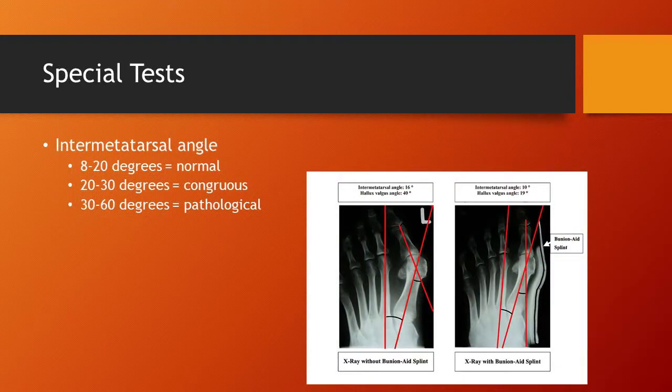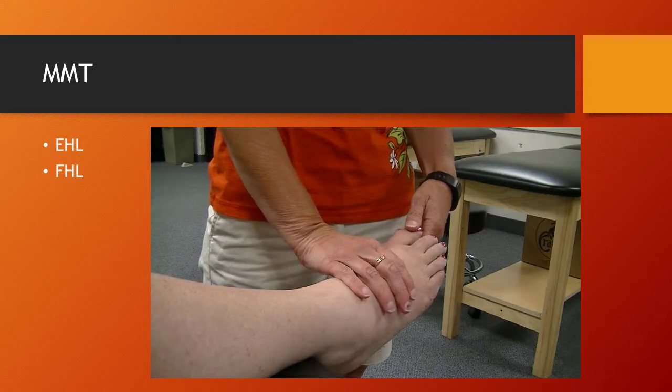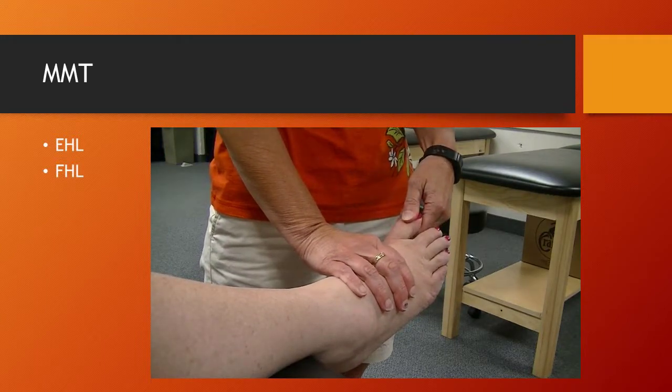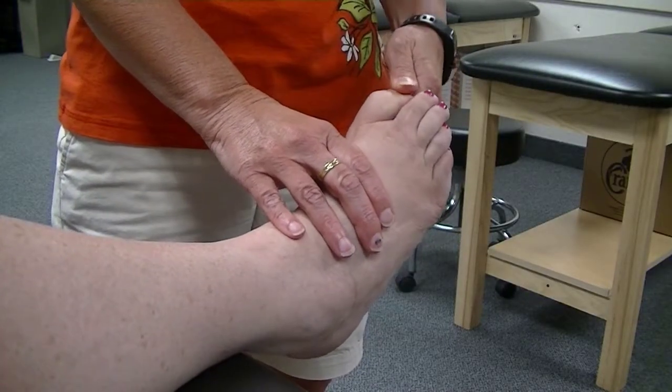The special tests that are used are more diagnostic tests. One thing that can be used or looked at is the intermetatarsal angle, through use of an X-ray, and we are looking for that metatarsal primus varus. You can see here that if it is about 8 to 20 degrees, it's considered normal, and as you go further away from that, you can see it becomes more pathological. The manual muscle tests that we will do for this include the extensor hallucis longus and the flexor hallucis longus muscle test.